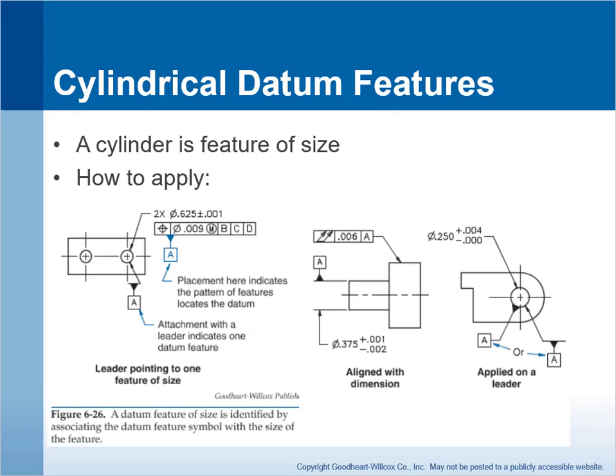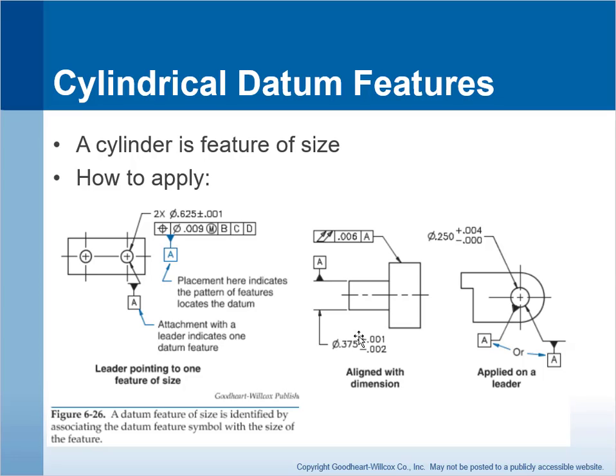Okay, here is a cylinder, and it's a feature of size, and here is how we apply the datum to it. In this case, we have these holes here, 2 by diameter .625 plus or minus .1. We have another leader coming from that hole with our datum. That's one way to put a datum identifier on this hole. The other way to do it is to have a feature control frame here and then apply the datum feature to the feature control frame. Again, both of these mean the same thing. The datum feature is the hole.